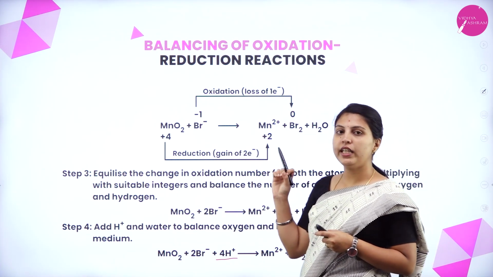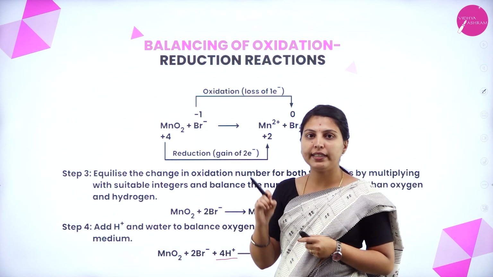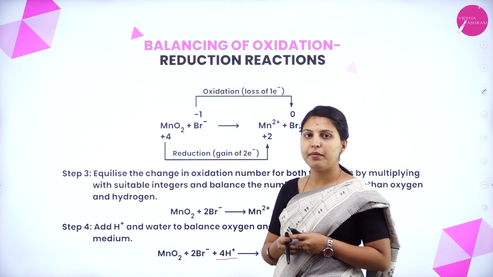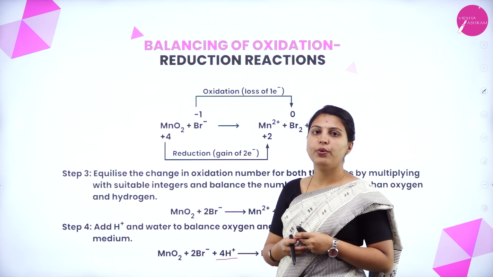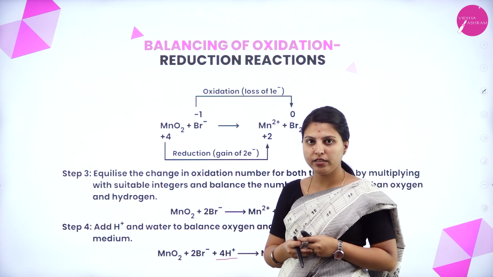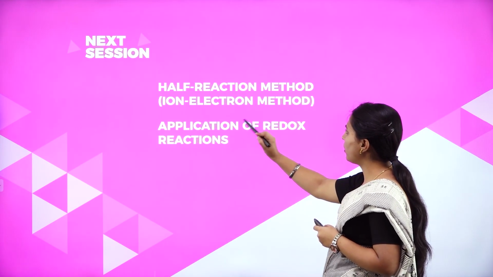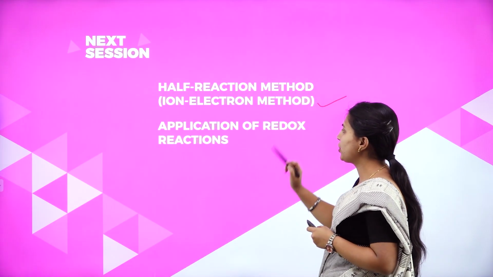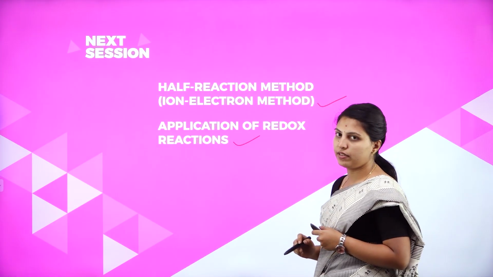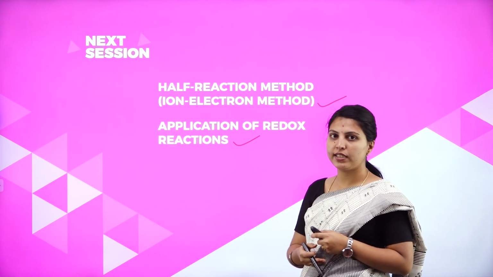These are the two examples to understand the oxidation number method used to balance redox reactions. In the next session, we will discuss the half reaction method or ion electron method and applications of redox reactions. These are the two contents which will be discussed in the next session.